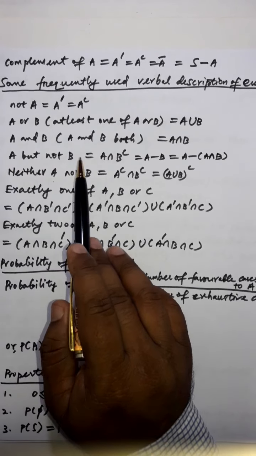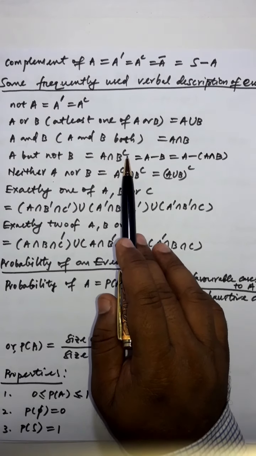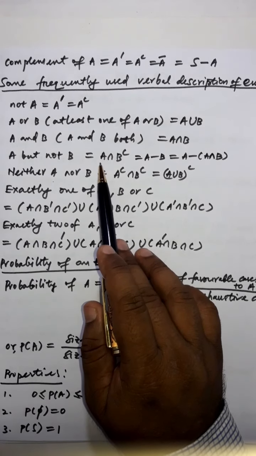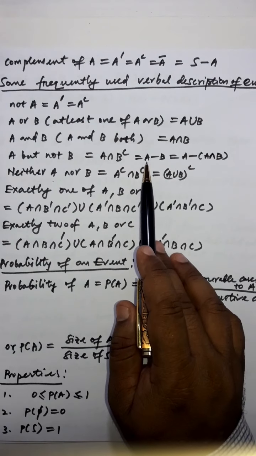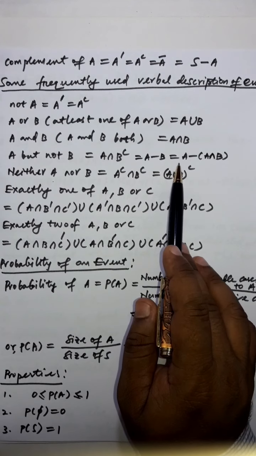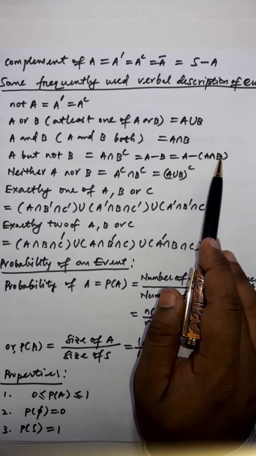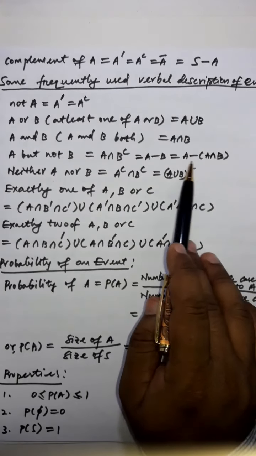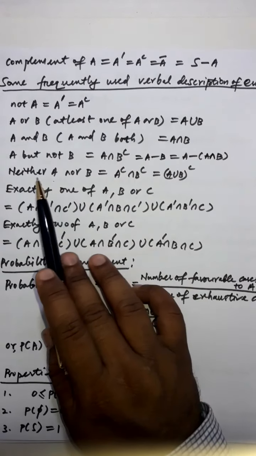A but not B is written as A intersection B complement. Remember, only B's complement is here, A is free. This is also equal to A difference B, which is the same as A difference A intersection B. So this is a very important formula which we will use later in many problems.